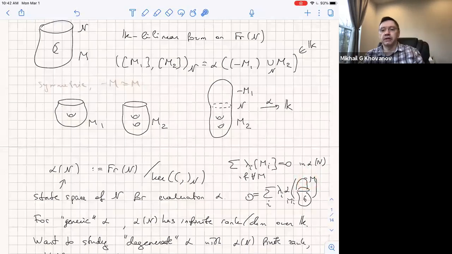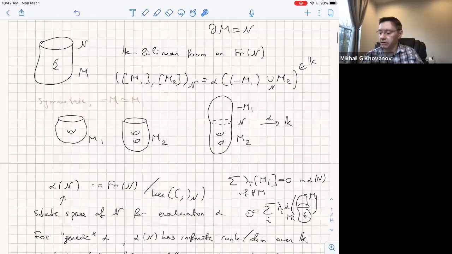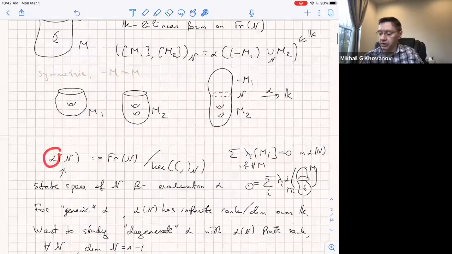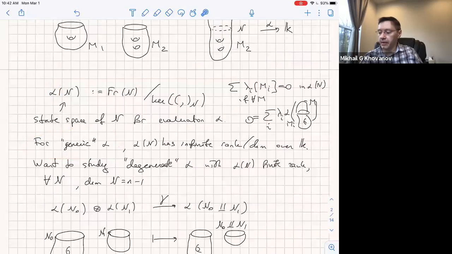And that's a lot of conditions. That's a condition for every m that bounds manifold m. So there's lots of conditions. If you choose your alpha generically, so alpha is this map from closed n-manifolds to the ground field, for generic alpha the kernel is going to be 0 because it's too many conditions to hold. Picking your evaluation generically, typically there will be no relations of this form. So for generic alpha, this kernel is 0, and in fact alpha of n is this big space freely generated by manifolds with boundary n. So it's not that interesting.